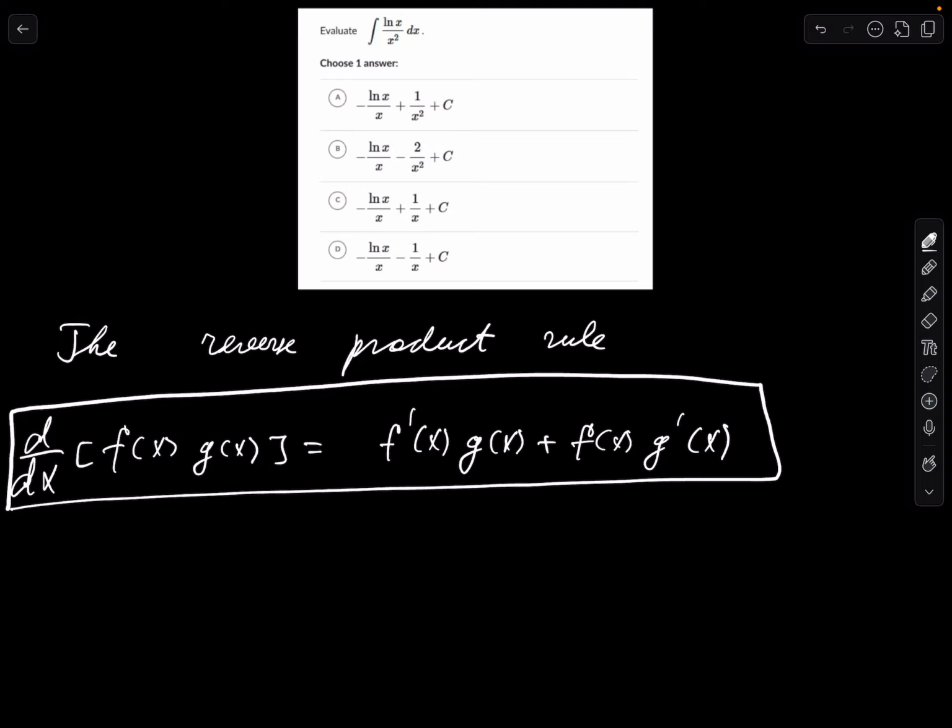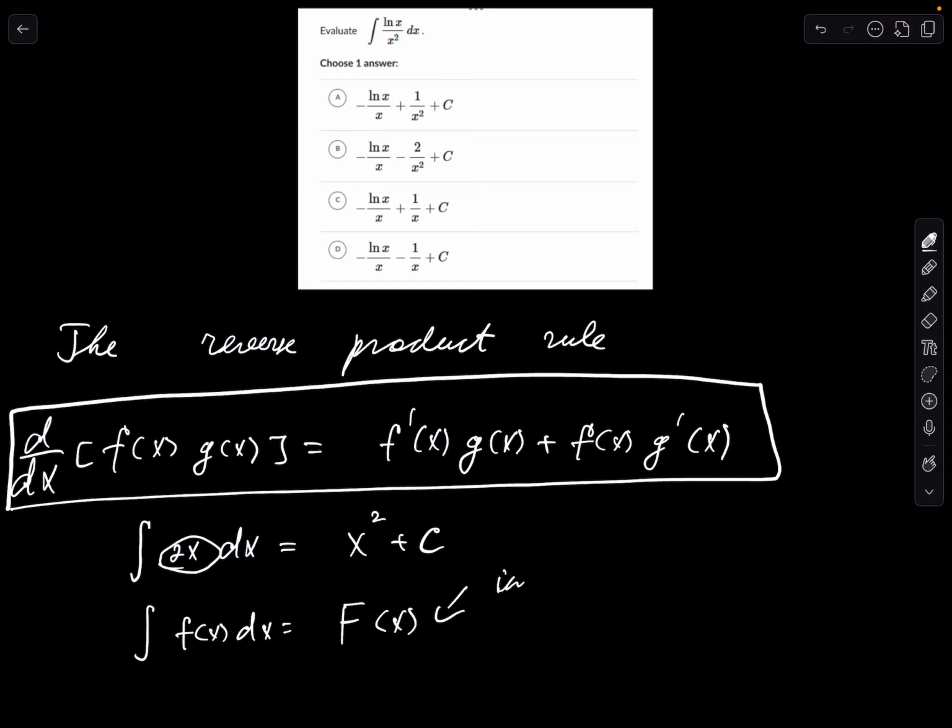So we know that the integral is just an antiderivative of a certain function. So if we have 2x, then the antiderivative of it is going to be x squared plus C. Or more generally, we can say the integral of f of x dx is just capital F of x, where this signifies the antiderivative.